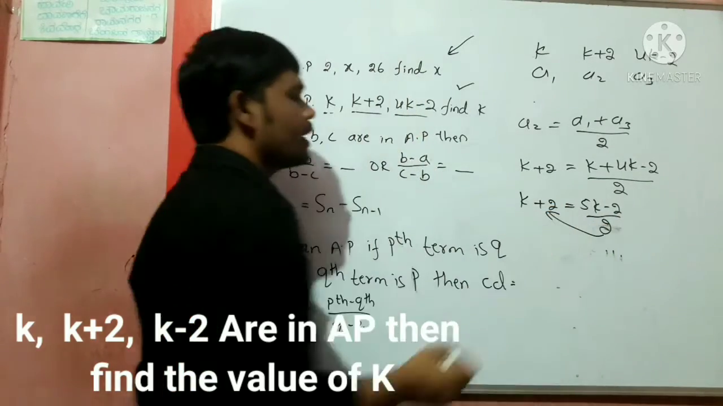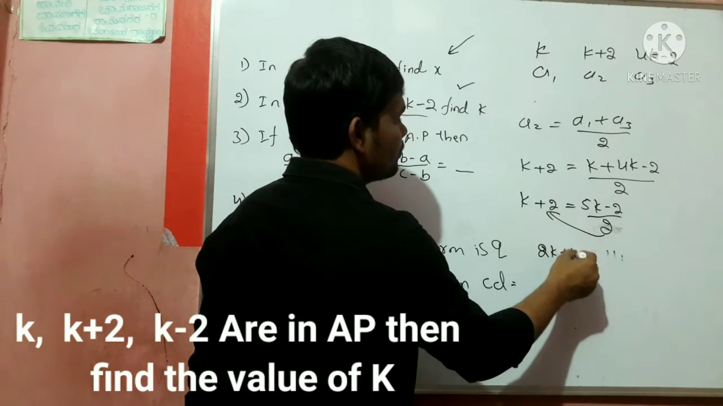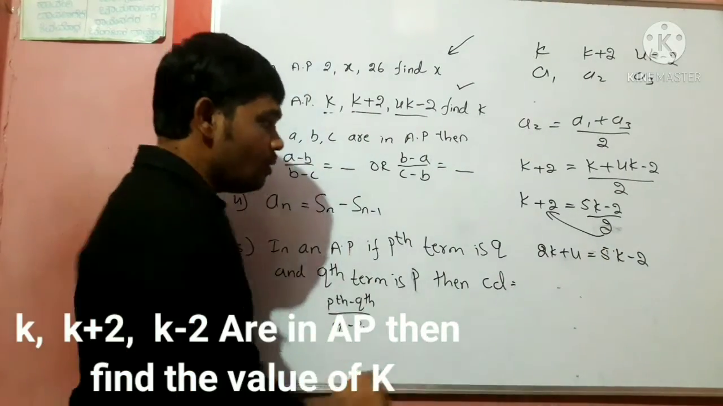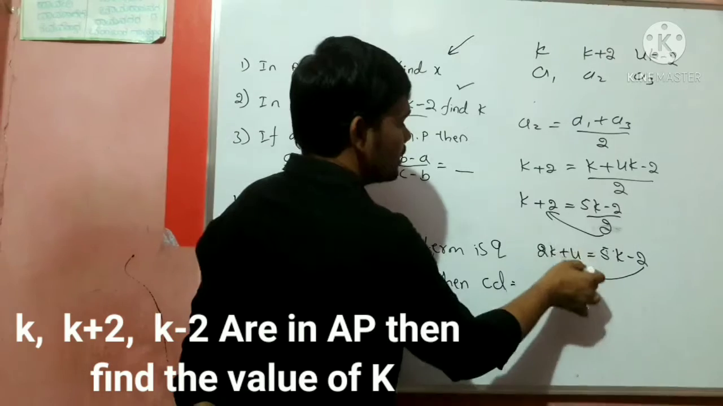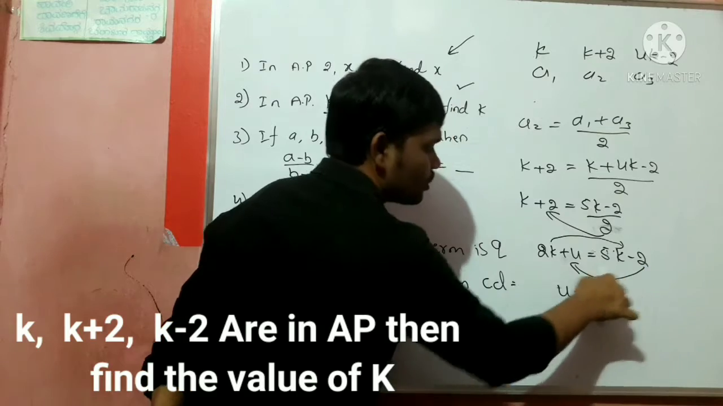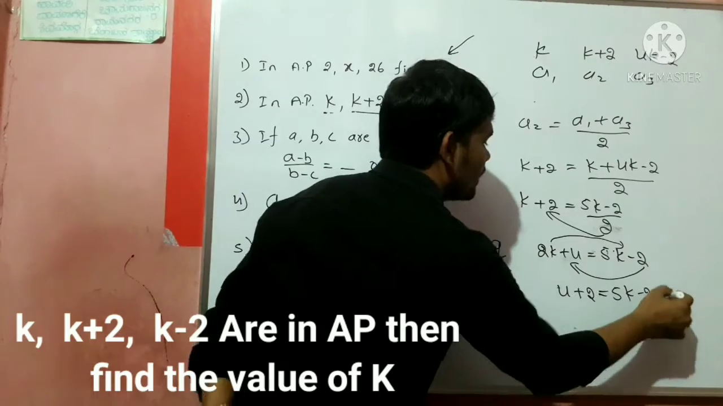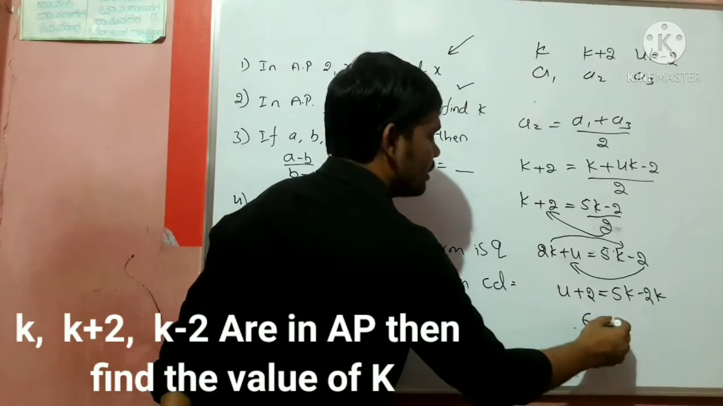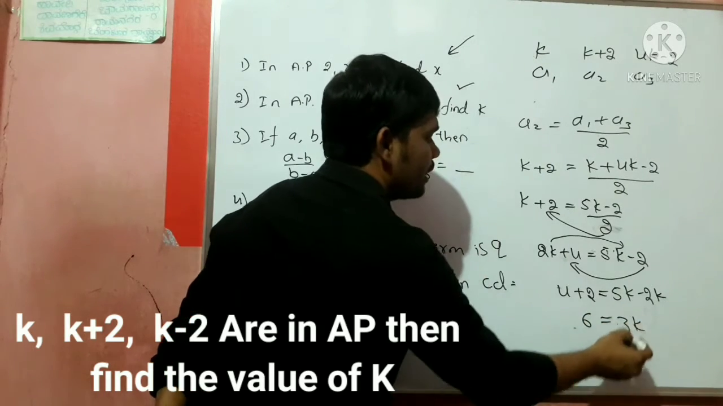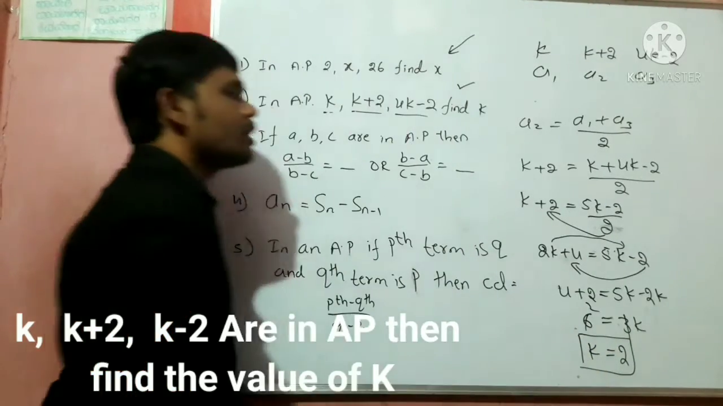Now bring the 2 to here. So division becomes multiplication. I can write 2 into K plus 2, that is 2K plus 4, is equal to 5K minus 2. Now bring minus 2 to this side and 2K to that side. It becomes 4 plus 2, since minus 2 becomes plus 2, is equal to 5K minus 2K. 4 plus 2 is 6, 5 minus 2 is 3K. 3 ones are 3, 3 twos are 6, so K is equal to 2. This is the simplest way you can find the value.